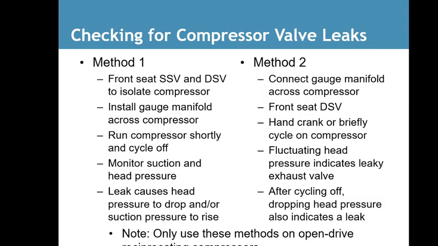Checking for compressor valve leaks. There's method 1 and method 2. I've always used method 2. Remember, this is for open drive reciprocating compressors. Method 2 is to connect the gauge manifold across the compressor. You front seat, turn all the way down, the discharge service valve. Hand crank or briefly cycle the compressor. Fluctuating head pressure indicates a leaky exhaust valve. After cycling off, a drop in head pressure also indicates a leak.